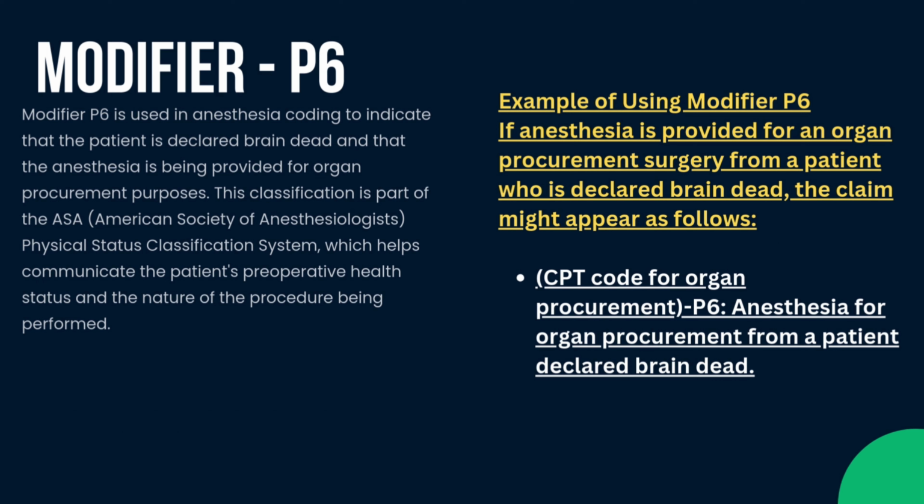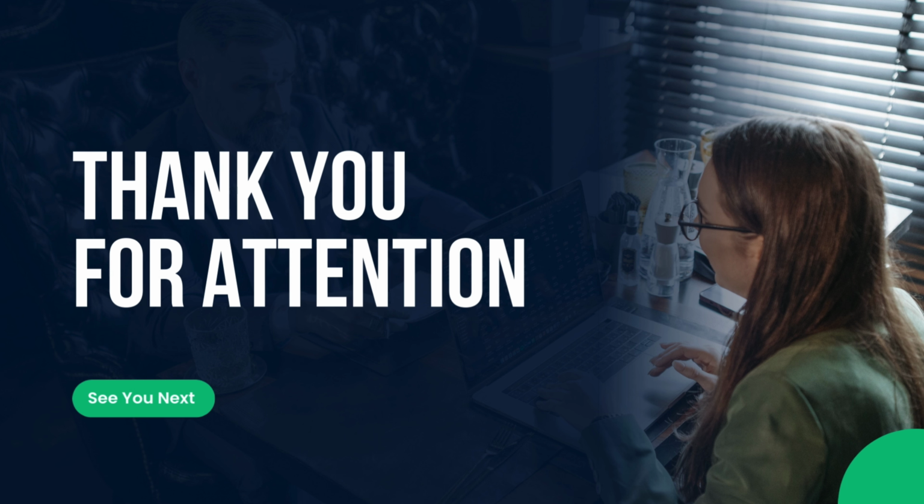Next comes modifier P6. Modifier P6 is used to indicate that the patient is declared brain dead and the anesthesia is being provided for organ procurement purposes. This classification is a part of the American Society of Anesthesiologists. So here the example for P6 is also given. So these all are about anesthesia modifiers.